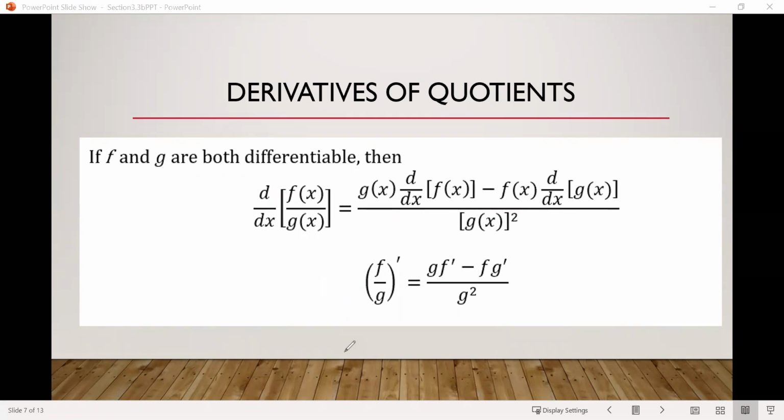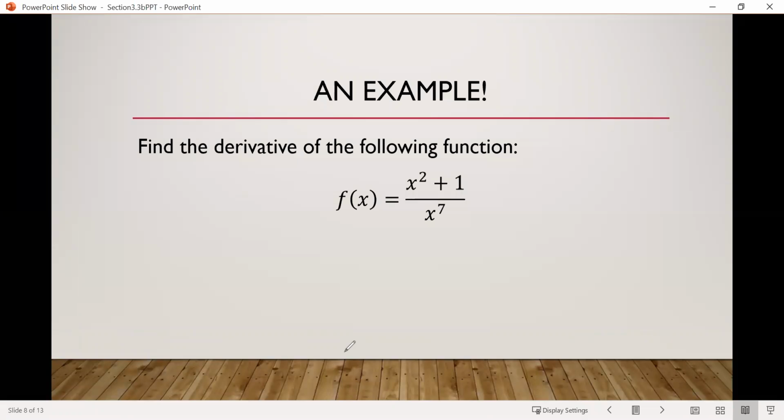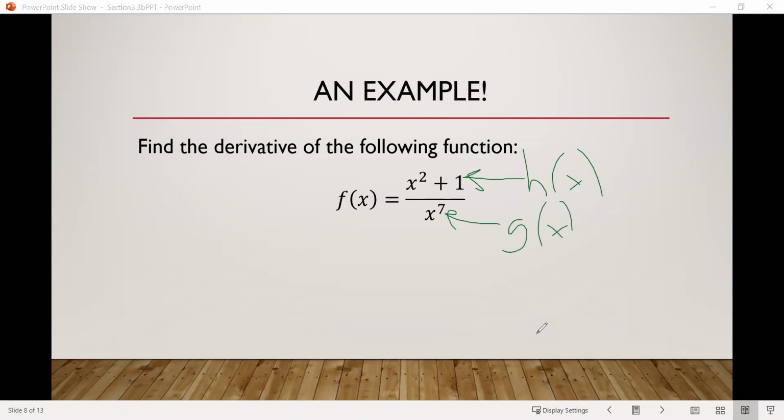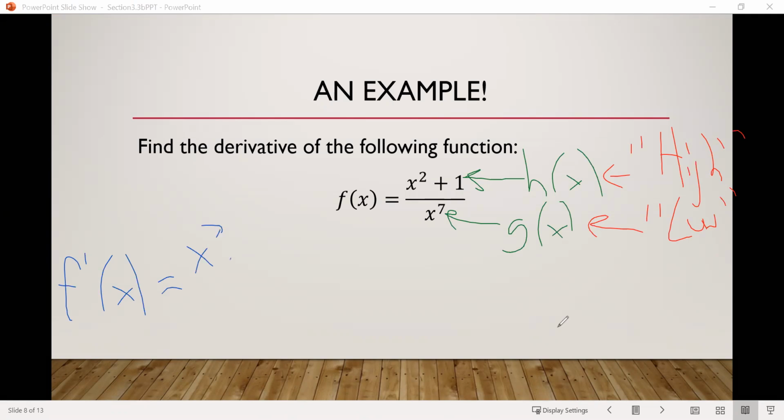Okay? So let's use the quotient rule now on this function. So our function is f of x, and we've got a high function and a low function. Even though I already used f, I'm going to call this top one h of x, this bottom one g of x, and that top one would be like our high, the bottom one would be like our low. So if we're using our quotient rule to find f prime, we do low, so x to the 7th, times the derivative of the top, and just some scratch work here.